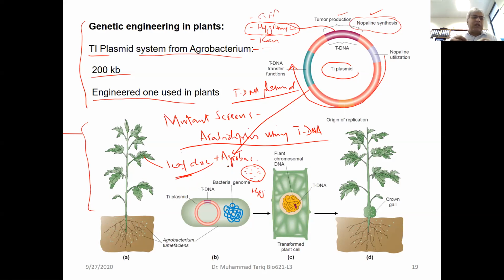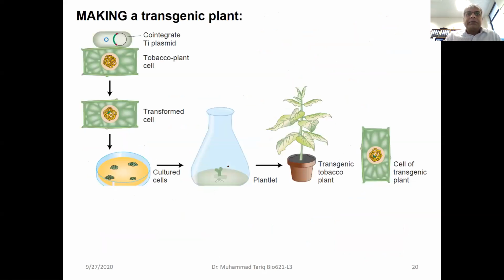And you play with different nutrient conditions, you play with auxins and cytokinins, rooting hormones, naphthalene acetic acid, etc. And from this leaf disc, you induce calli, and eventually the whole plant is made. This is the process of creating transgenic plants, as shown.